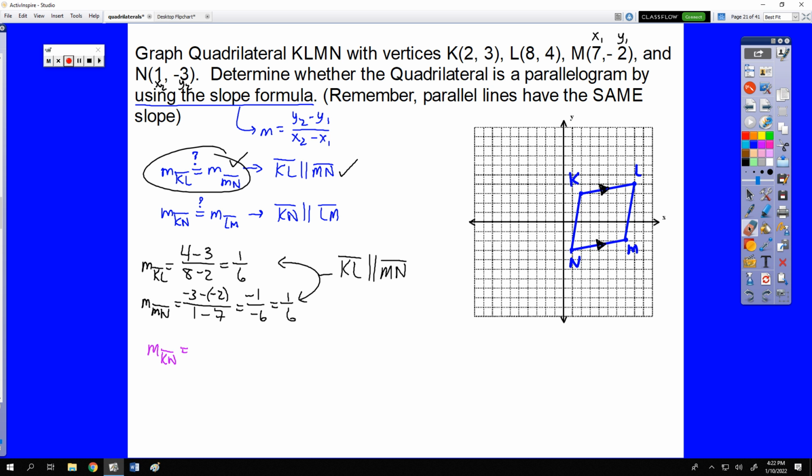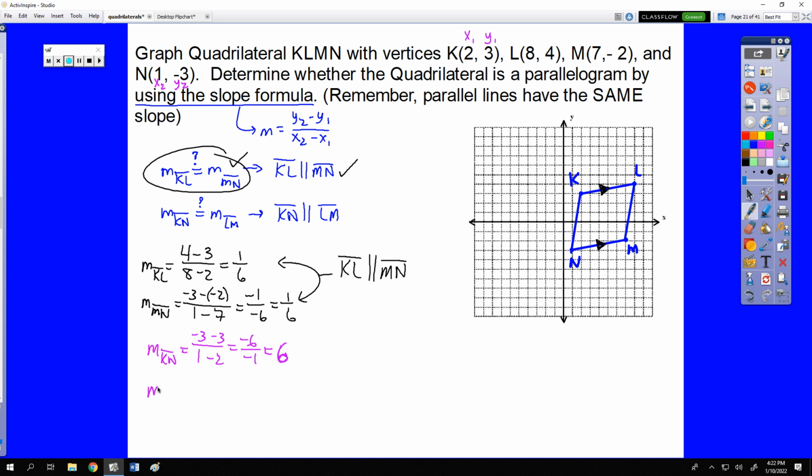Now remember, as you're doing this, if the answer is no, if they're not equal and they're not parallel, you can stop, because the answer to the entire question is no. But unfortunately, if they're equal, we've got to keep going. So in this case, we would say, okay, well, x1, y1 is K, x2, y2 is N, and we do the slope. y2, which is negative 3, minus y1 is 3, over x2, which is 1, minus x1, which is 2. That's negative 6 over negative 1, or a slope of positive 6.